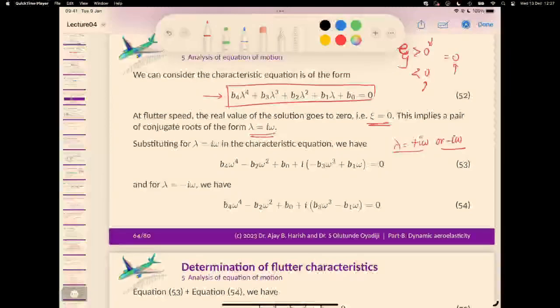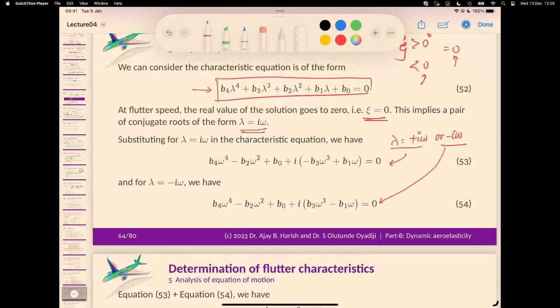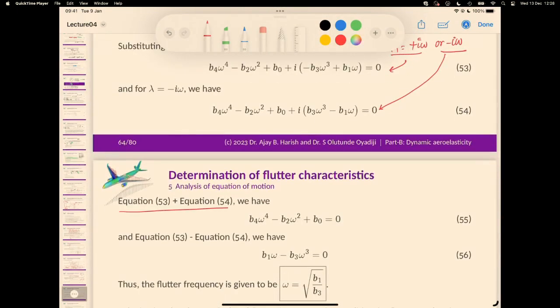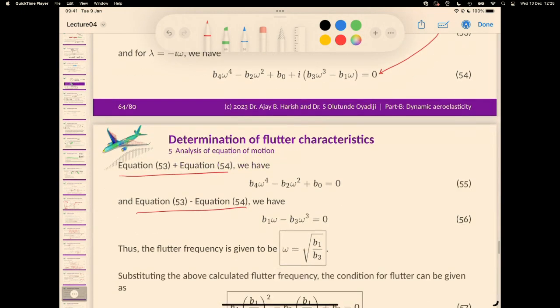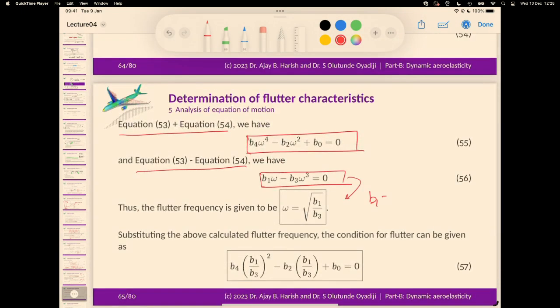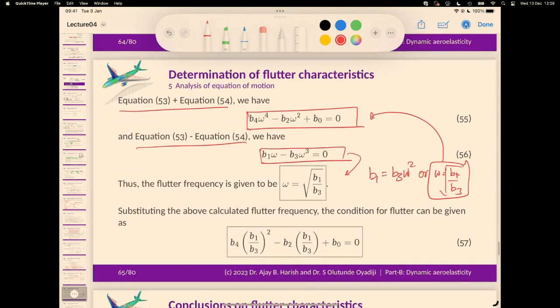If I substitute lambda is plus i omega and lambda is minus i omega, I get two sets of equations. And I'm just going to do some mathematical jugglery here. I'm going to sum up the two equations and subtract one from the other. If I do that, I get two more equations that are much simpler, both in the real form rather than in the imaginary. From here I can easily write B1 is nothing but B3 times omega squared, or omega is nothing but the square root of B1 by B3. So this gives me the flutter frequency, the frequency at which the flutter would occur. Now if I take this flutter frequency and substitute omega back here, I would have this equation, which gives me a condition for flutter to occur.